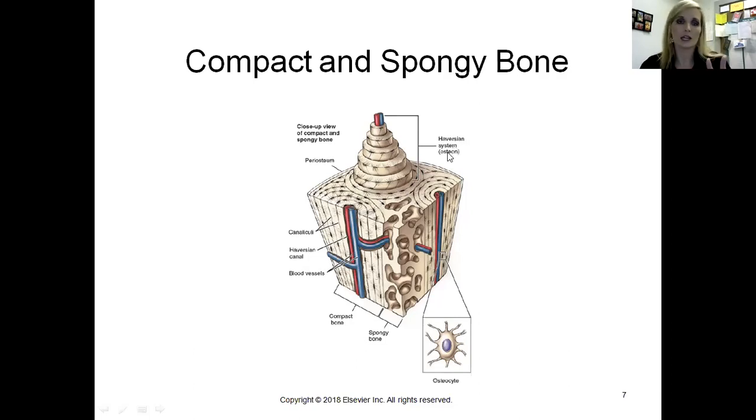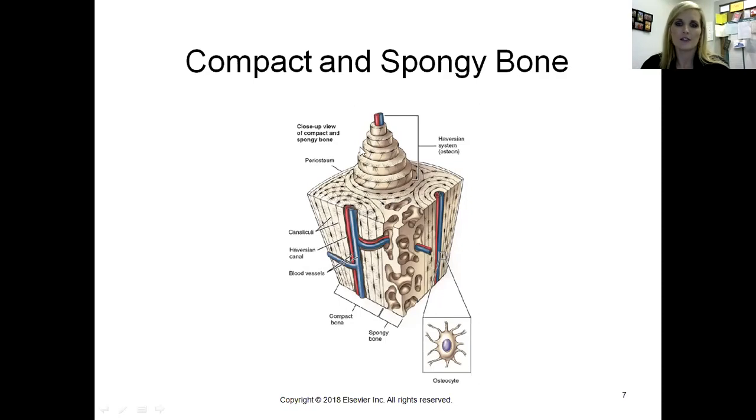Anything that has 2 names, guys, I will always on a test give you both of those. So no matter which one you studied, you'll be able to use either one, or you'll see either one if it's a multiple choice question. But one of these series of concentric rings, again, is called a haversian system or an osteon.